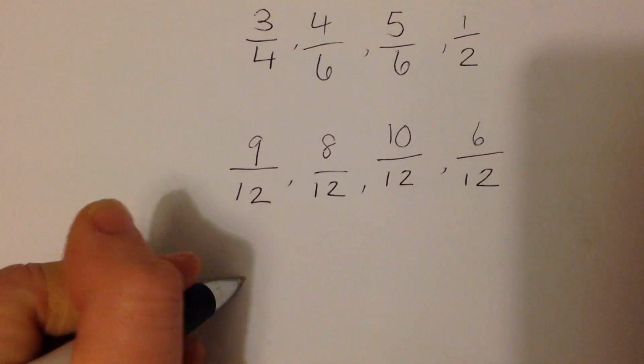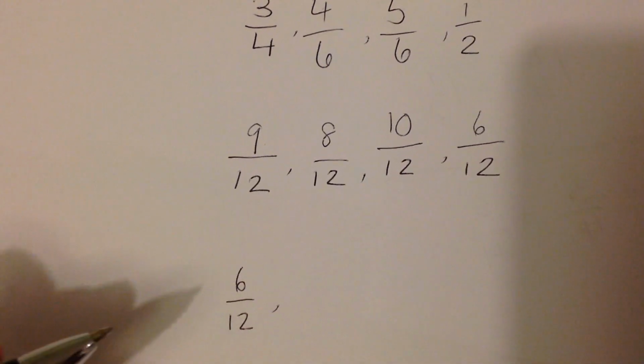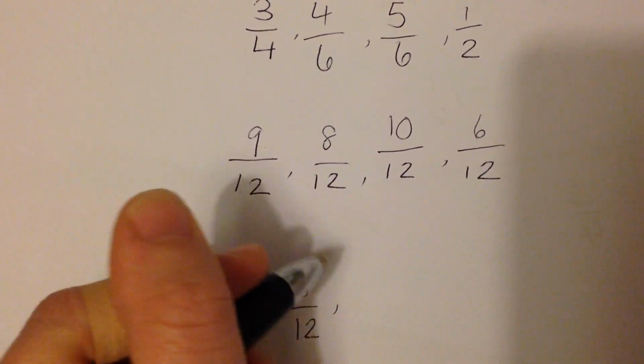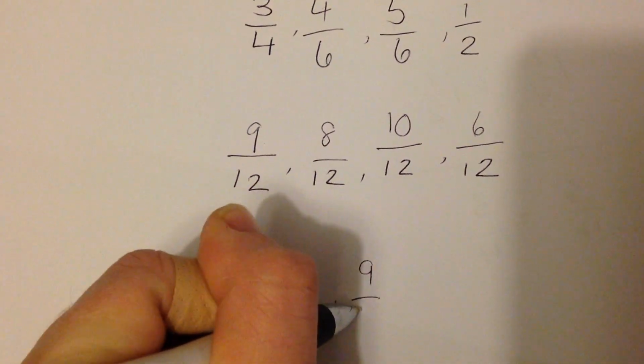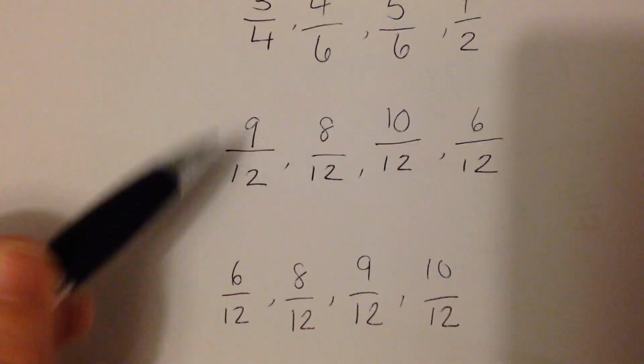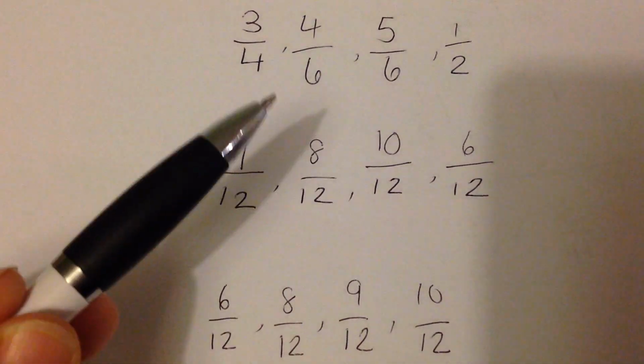from smallest to biggest. So smallest is 6/12ths, I only have 6 of them. The next one along is 8/12ths. Then I've got 9/12ths, of course. Then 10/12ths. It's quite useful to then check back what those original fractions were.